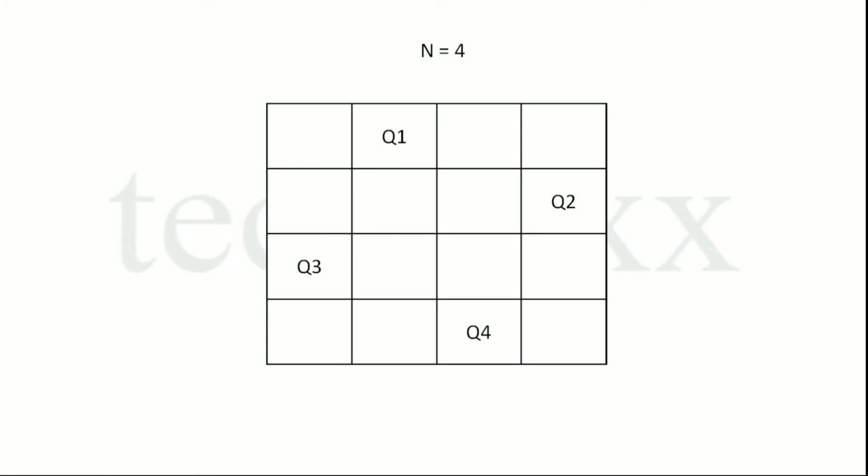For a board of size 4 cross 4, we will have the solution as 2 4 1 3, that is queen 1 in the second column, queen 2 in the fourth column, queen 3 in the first column and queen 4 in the third column.